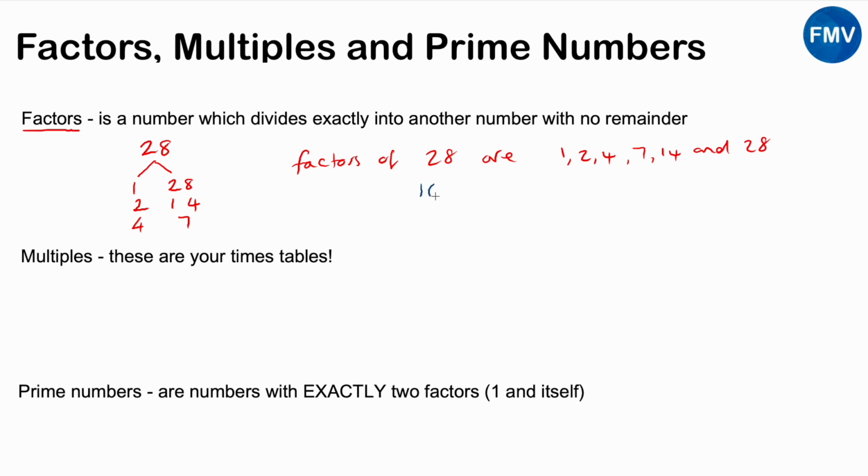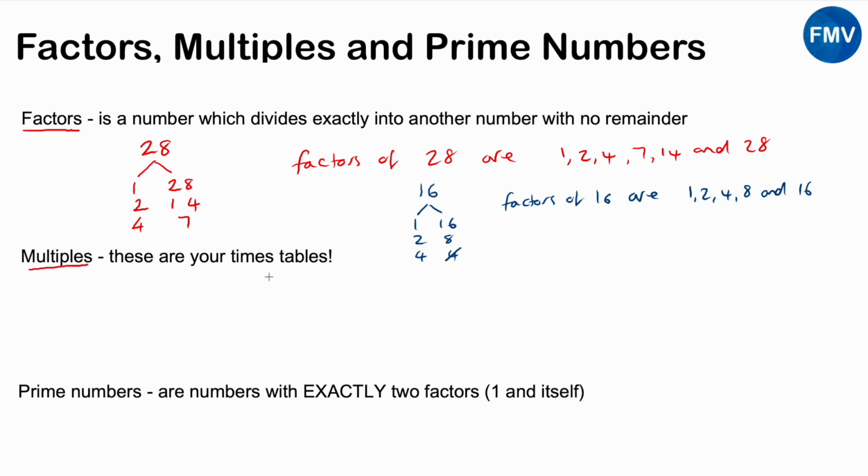If we look at 16, factors of 16 are 1 and 16, 2 and 8, 4 and 4. You'll see that 4 occurs twice here. Now these are numbers that multiply to give 16. Where anything repeats, we cross one of those out. So the factors of 16 are 1, 2, 4, 8 and 16. So in this case, there are only 5 factors.